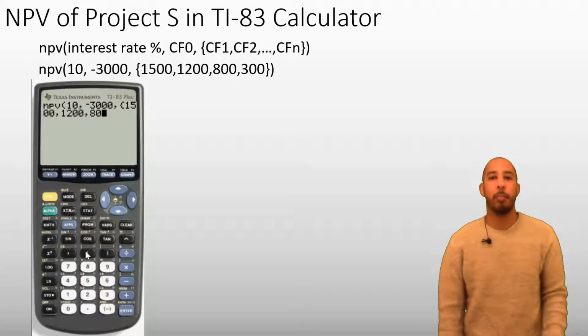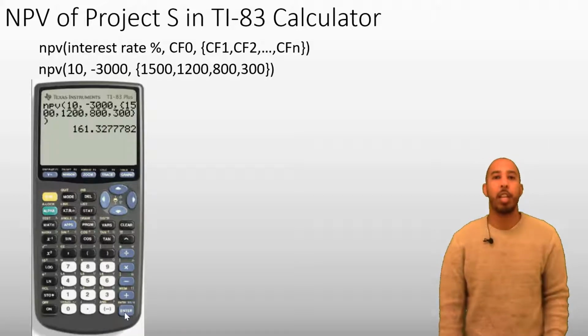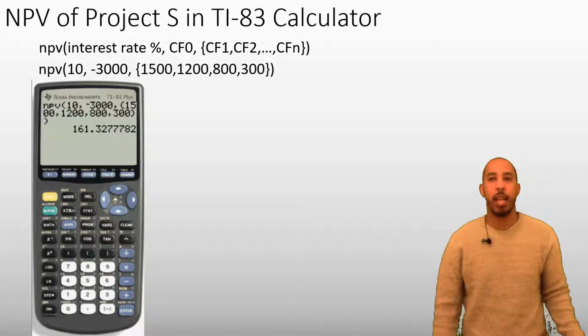Then you'll use the curly brackets and enter the future cash flows as they appear on the timeline. We get $1,500, then $1,200, $800, then $300. Finally, close the curly brackets, close the parentheses, and hit enter. And we get an NPV for project S of $161.